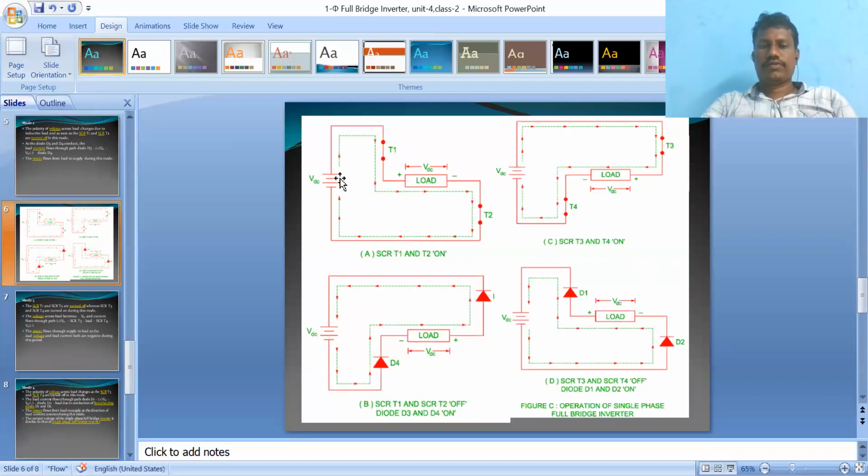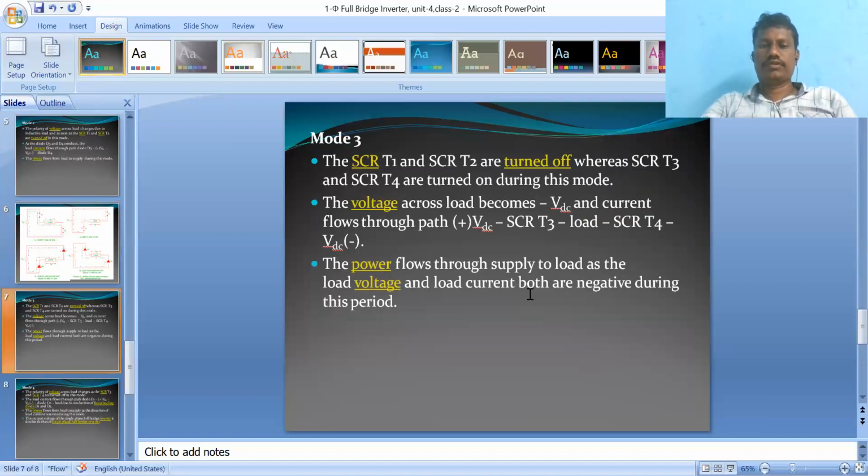See, first mode, T1, T2 conduct, the voltage is like this. Second mode, D3, D4, the voltage waveform is like this. Current path. Third mode, T3, T4, VDC plus, T3, load, T4. Fourth mode, VDC minus, D2, load, D1. So these are the 4 modes of operation of the single phase full bridge inverter.